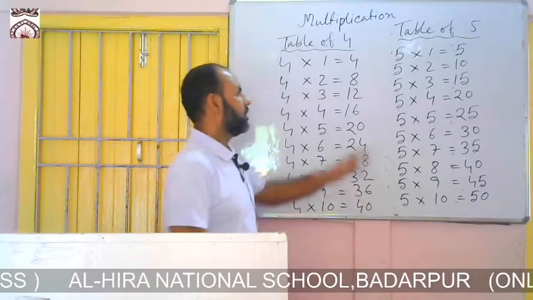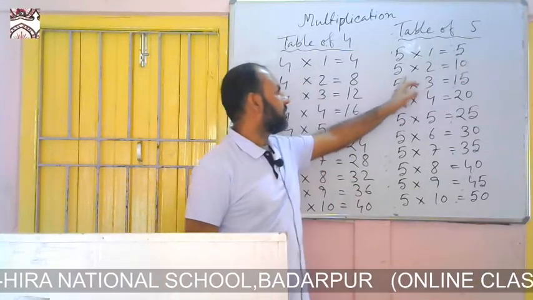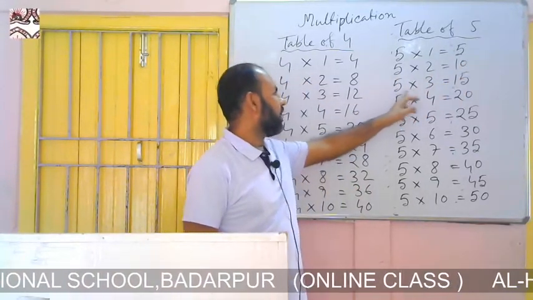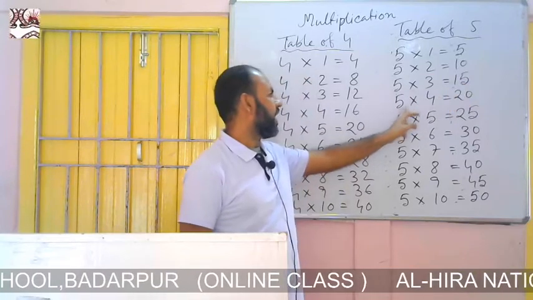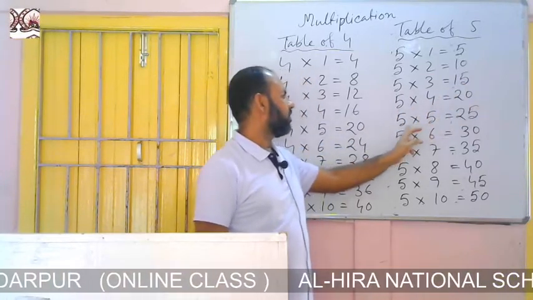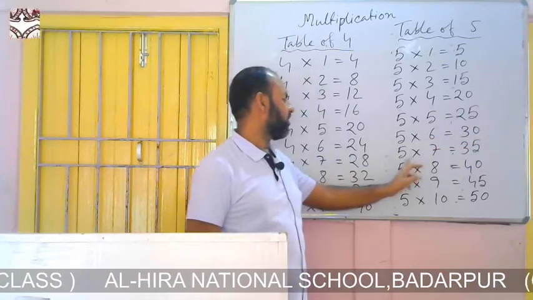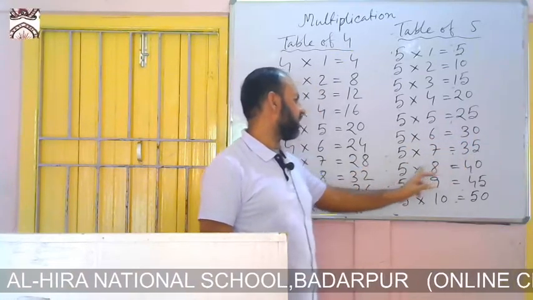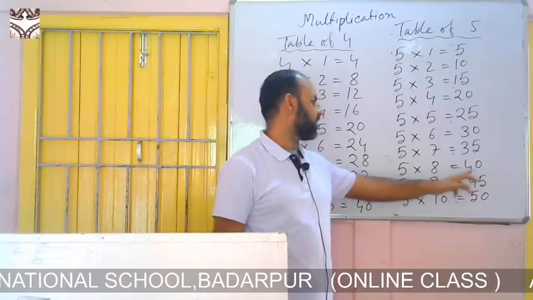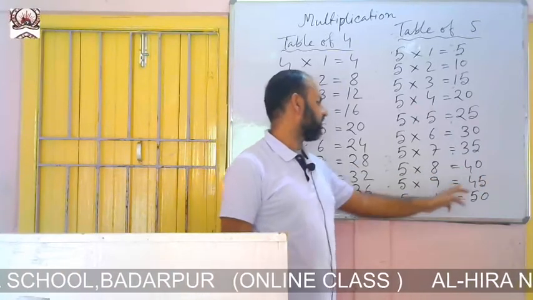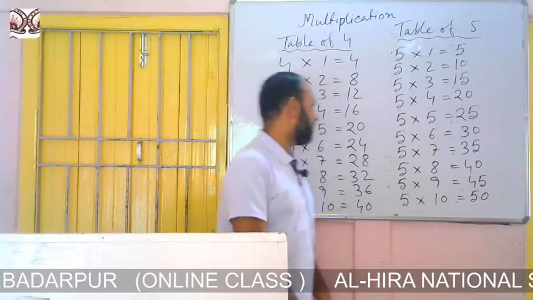So here 5 1s are 5, 5 2s are 10, 5 3s are 15, 5 4s are 20, 5 5s are 25, 5 6s are 30, 5 7s are 35, 5 8s are 40, 5 9s are 45, 5 10s are 50.